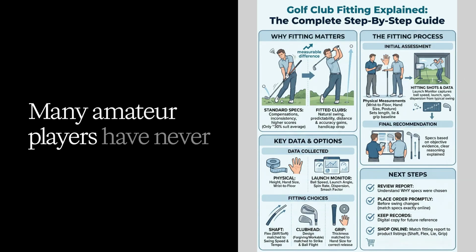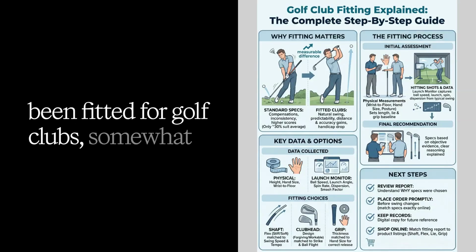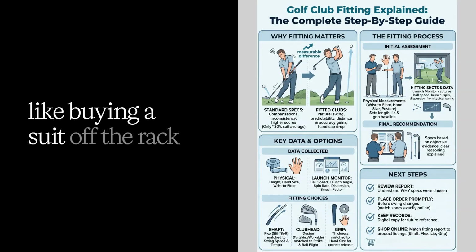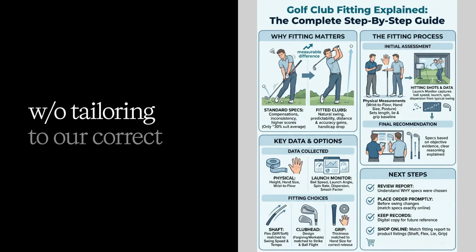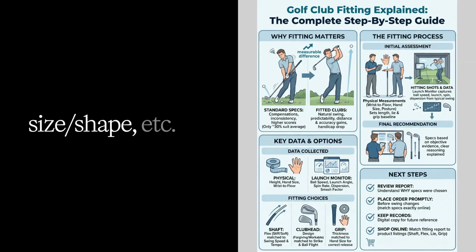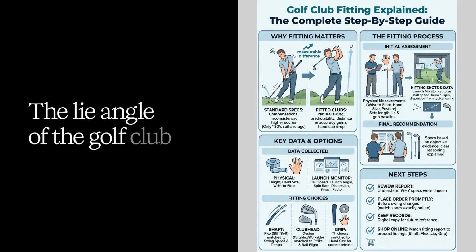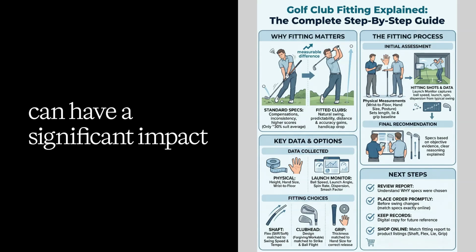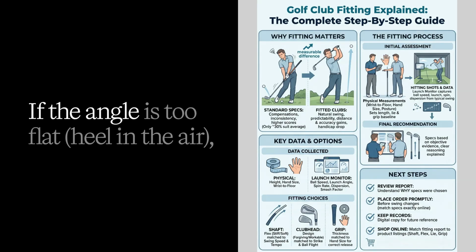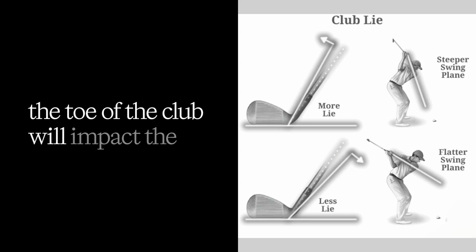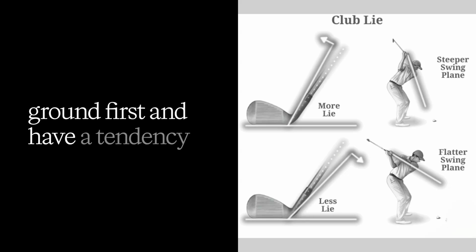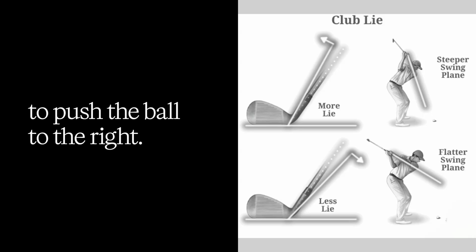Many amateur players have never been fitted for golf clubs, somewhat like buying a suit off the rack without tailoring to our correct size, shape, etc. The lie angle of the golf club can have a significant impact on ball flight. If the angle is too flat, heel in the air, the toe of the club will impact the ground first and have a tendency to push the ball to the right.